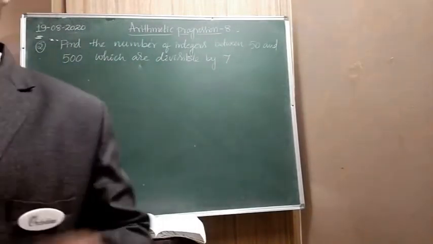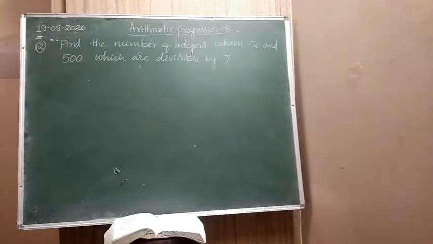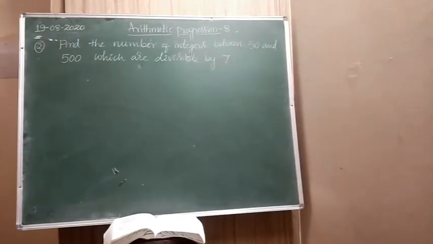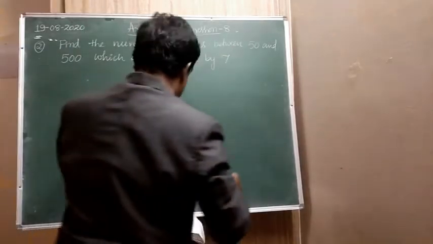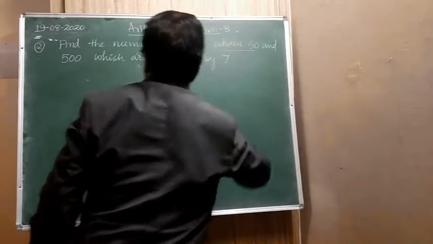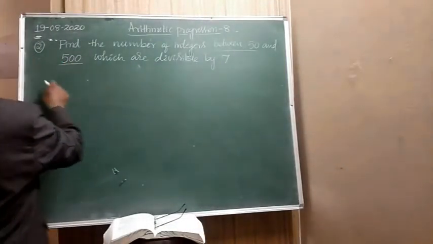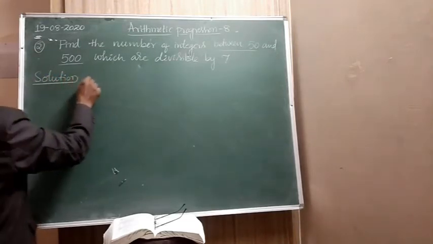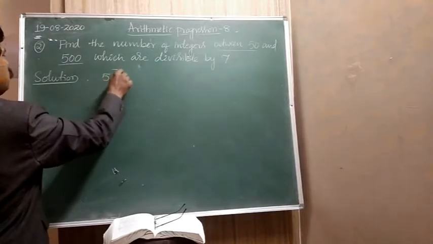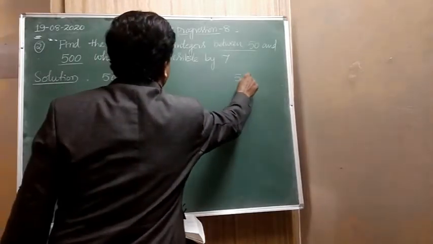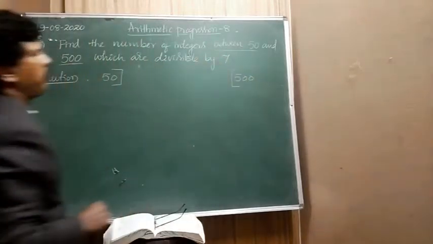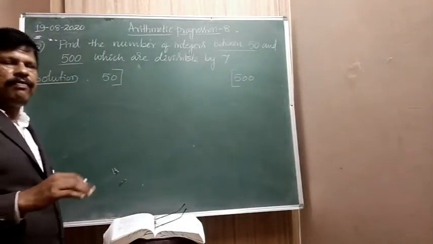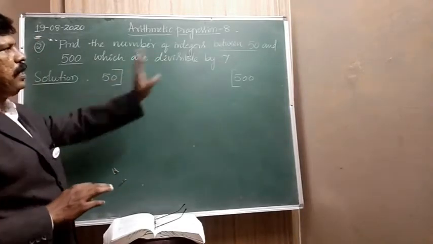In the same way, you can find out. First, you write the AP. Now, here this is very, very important: between. Between means 50 you should leave, and 500 you should leave. Clear? 50 and 500 you should leave, that is what between means.